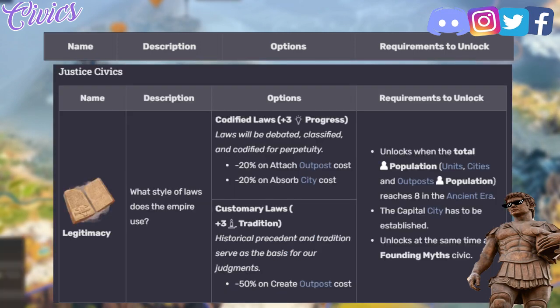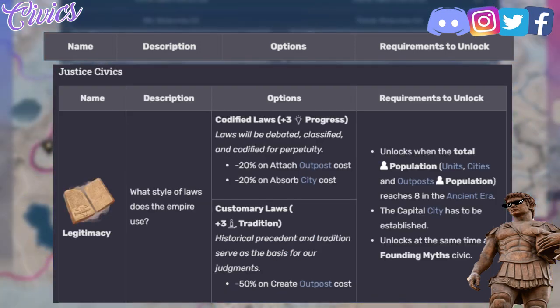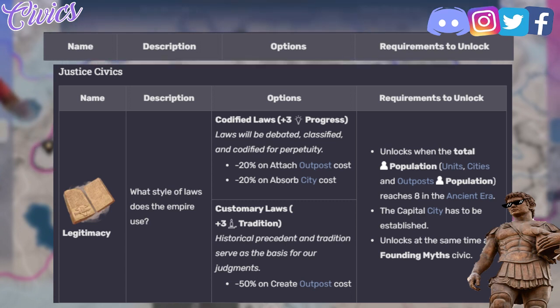Justice civics. Legitimacy. What style of laws does the empire use? Option A, codified laws, +3 progress. Laws will be debated, classified, and codified for perpetuity. Receive -20% on attach outpost cost and -20% on absorb city cost. Option B, customary laws, +3 tradition. Historical precedent and tradition serve as the basis for our judgments. Receive -50% on create outpost cost.